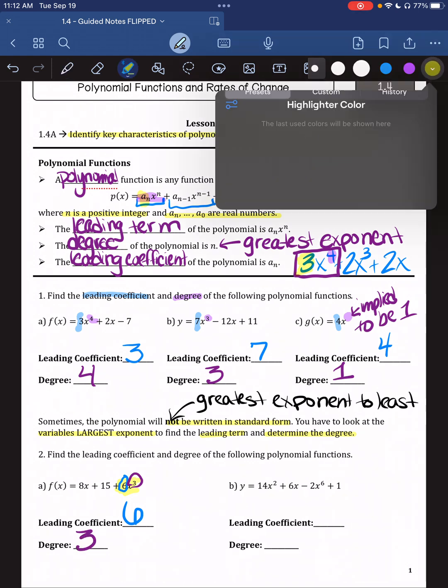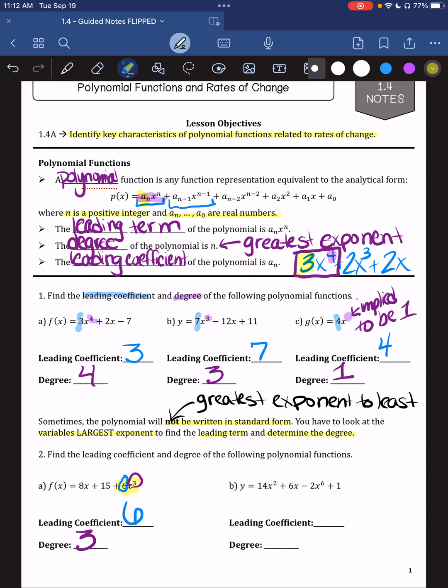Again, let's look at another example. We have 14x squared, 6x, negative 2x to the 6th plus 1. So the 6th is the highest exponent there, so that is the term that we're going to use. The leading coefficient, some of you might think it's just 2, but don't forget that sign is going to go with it. So it would be negative 2. And that degree again goes based on the exponent, which is 6.